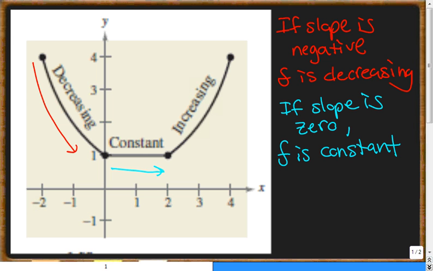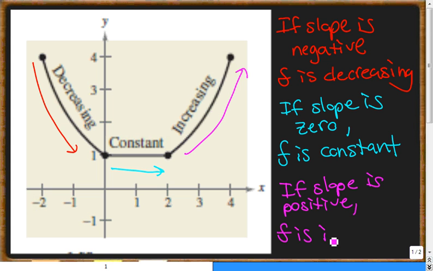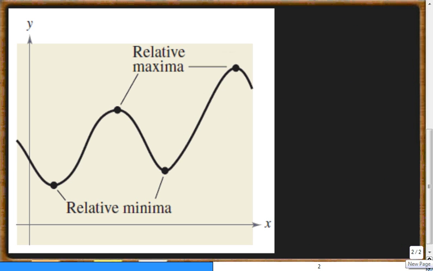And then one of the last things would be, what happens if I'm going up and to the right? Well, if your slope is positive, f is increasing. And it's really that simple. If y is going up as x goes up, it's increasing. If y is going down as x goes up, it is decreasing. And if y is doing nothing when x is going up, it is constant. And this ties into our next part, which is going to have to do with relative maxima and relative minima.